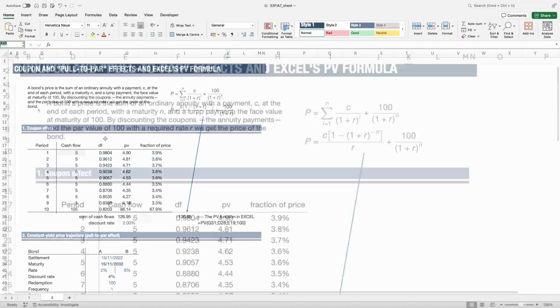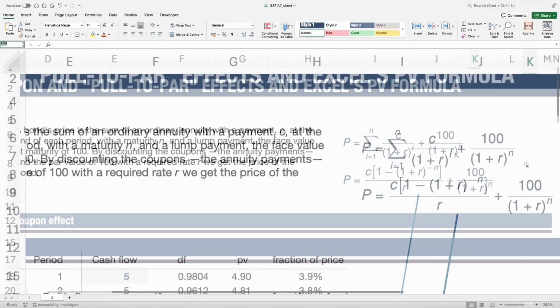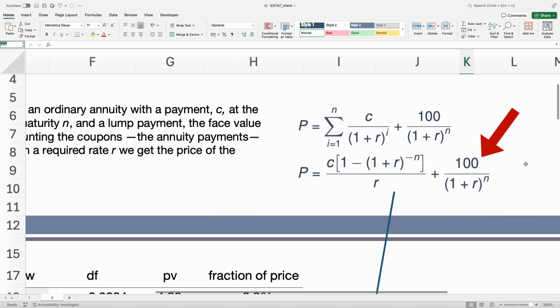Okay guys, before wrapping this up, I would like to highlight Excel's formula for present value. As we noted right from the beginning, a bond's price is the present value of the future cash flows. The formula I've left on the sheet is two things: the present value of the par value at maturity and the present value of an ordinary annuity.